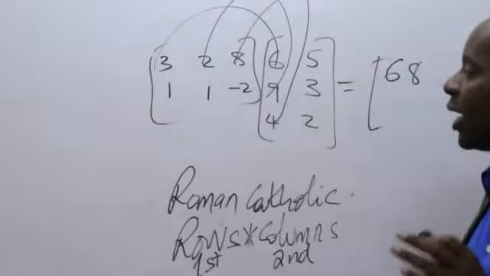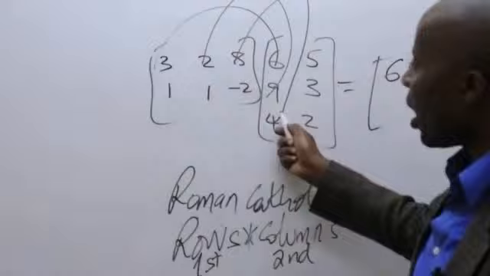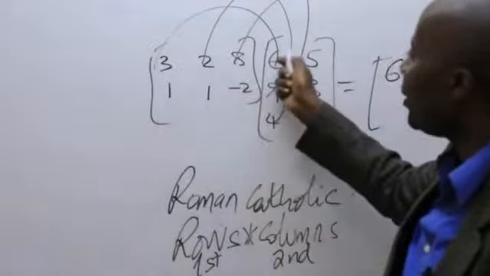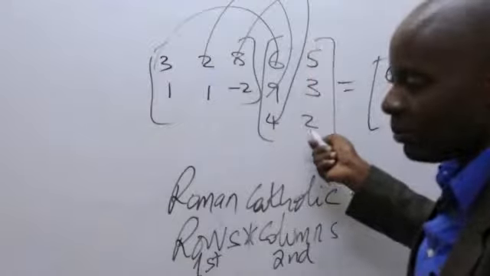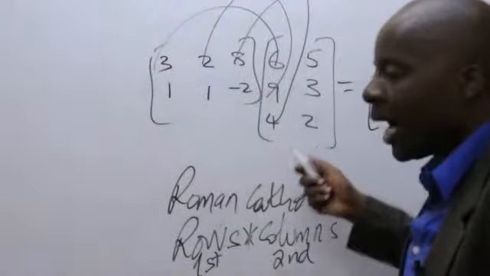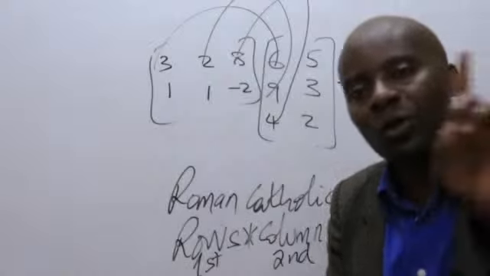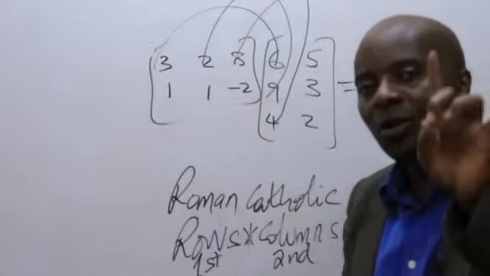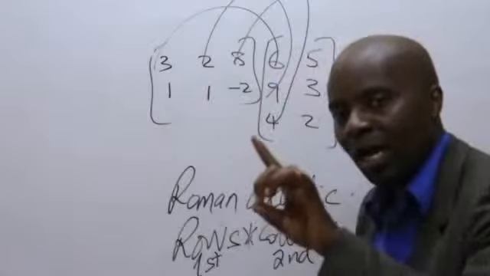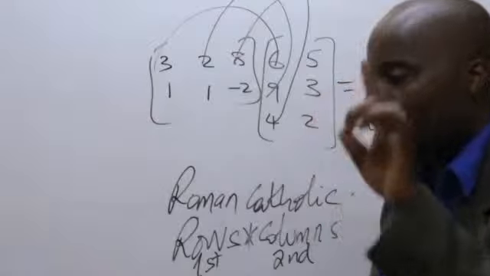What I will do under matrix multiplication, after I have done this row with this column, the same row has to multiply the second column. And how will we multiply them out? The same concept: first ones multiplied, plus second ones multiplied, plus third ones multiplied. And then you give me an answer.